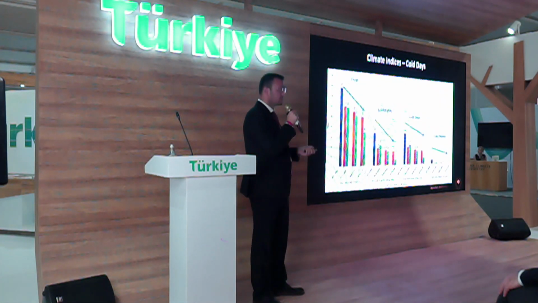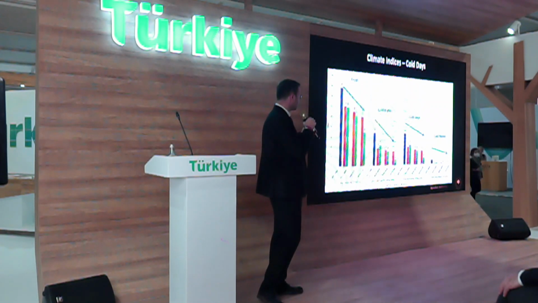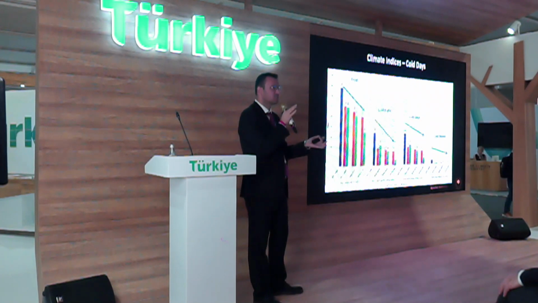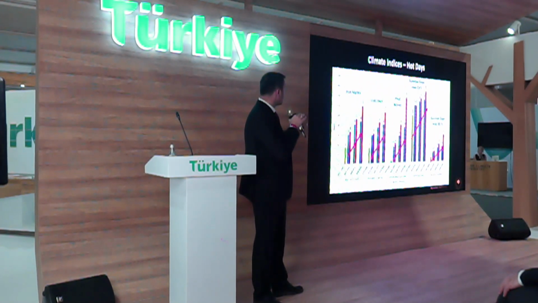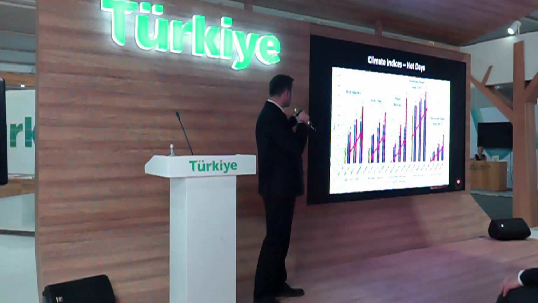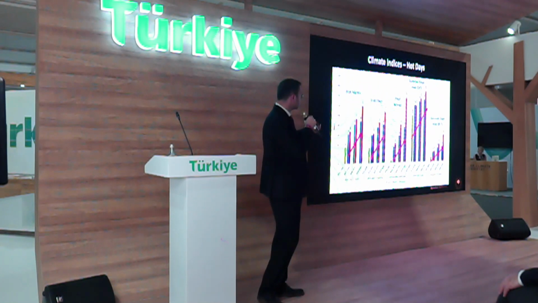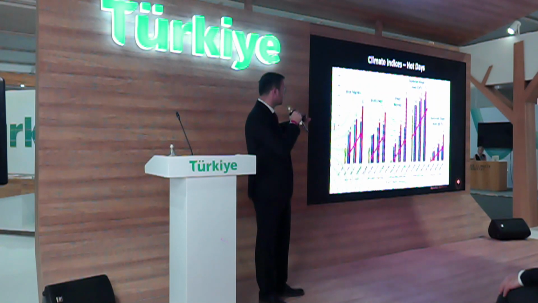And when we look at the climate indices, frost, cold days, cold nights, and cold waves will decrease in time. However, the number of hot nights, hot days, heat waves, and summer days over 25 and 35 degrees Celsius will increase.